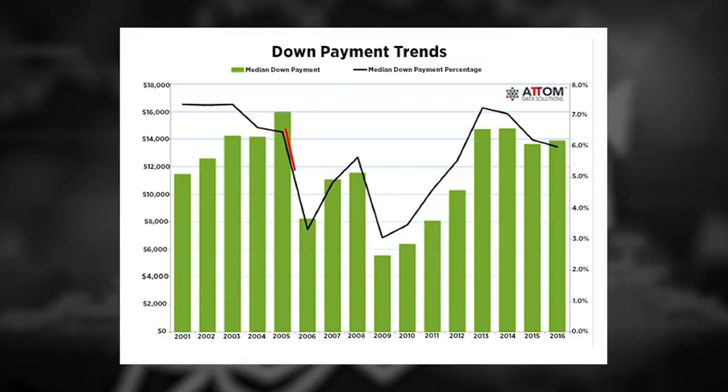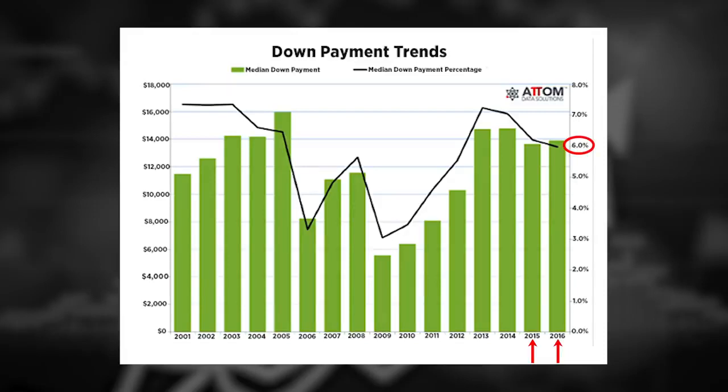It did go down dramatically in 2006, but that was just for the one year, right when the bubble was at its peak. And then it dropped way down in 2009 because of all the government programs trying to prop up the housing market. But look at where it is back in 2015, 16. My guess is it would be very similar today, right around 6%.